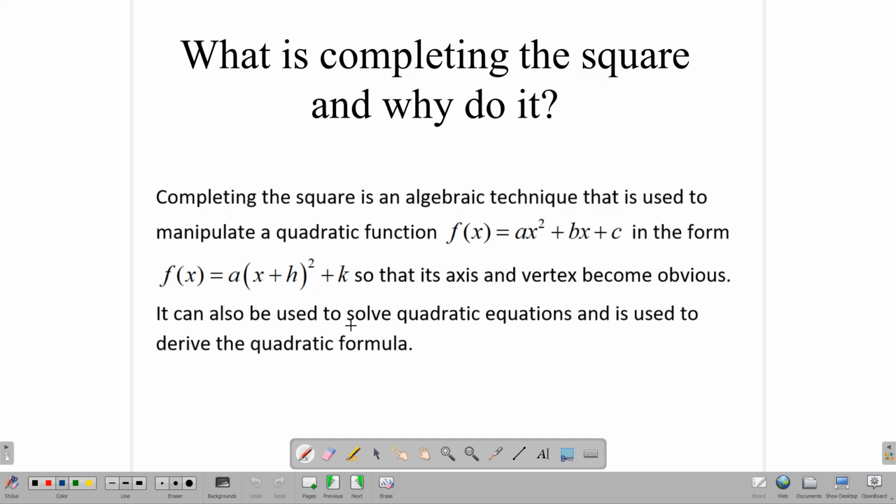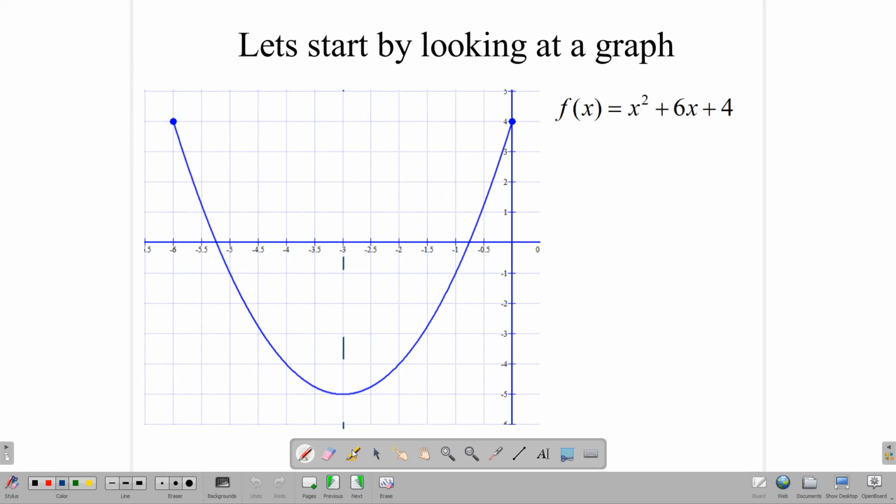It is also used to solve quadratic equations, and it is used to derive the quadratic formula. In this lesson though, we're just going to be looking at the vertex and the axis. So let's look at this graph right here: f of x is equal to x squared plus 6x plus 4.